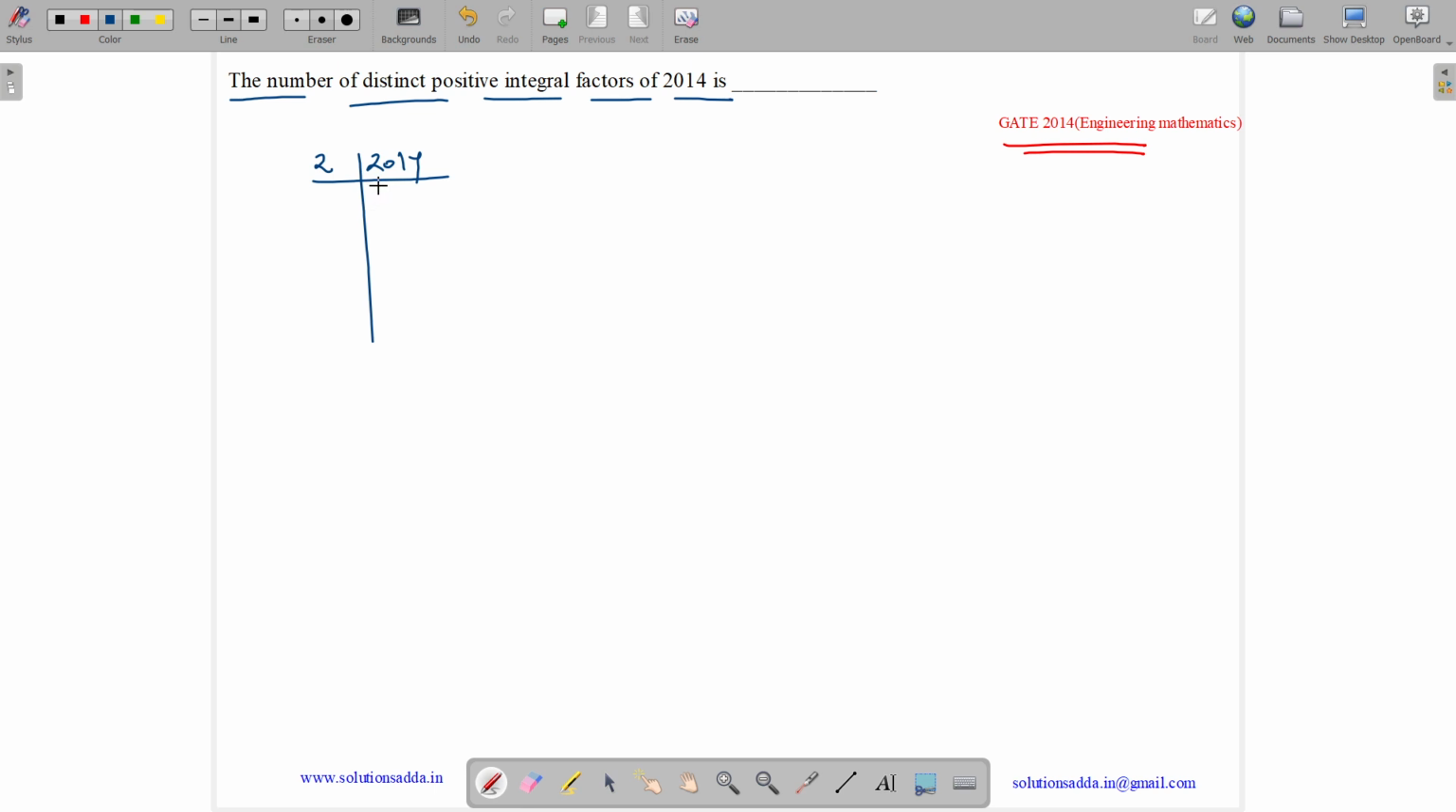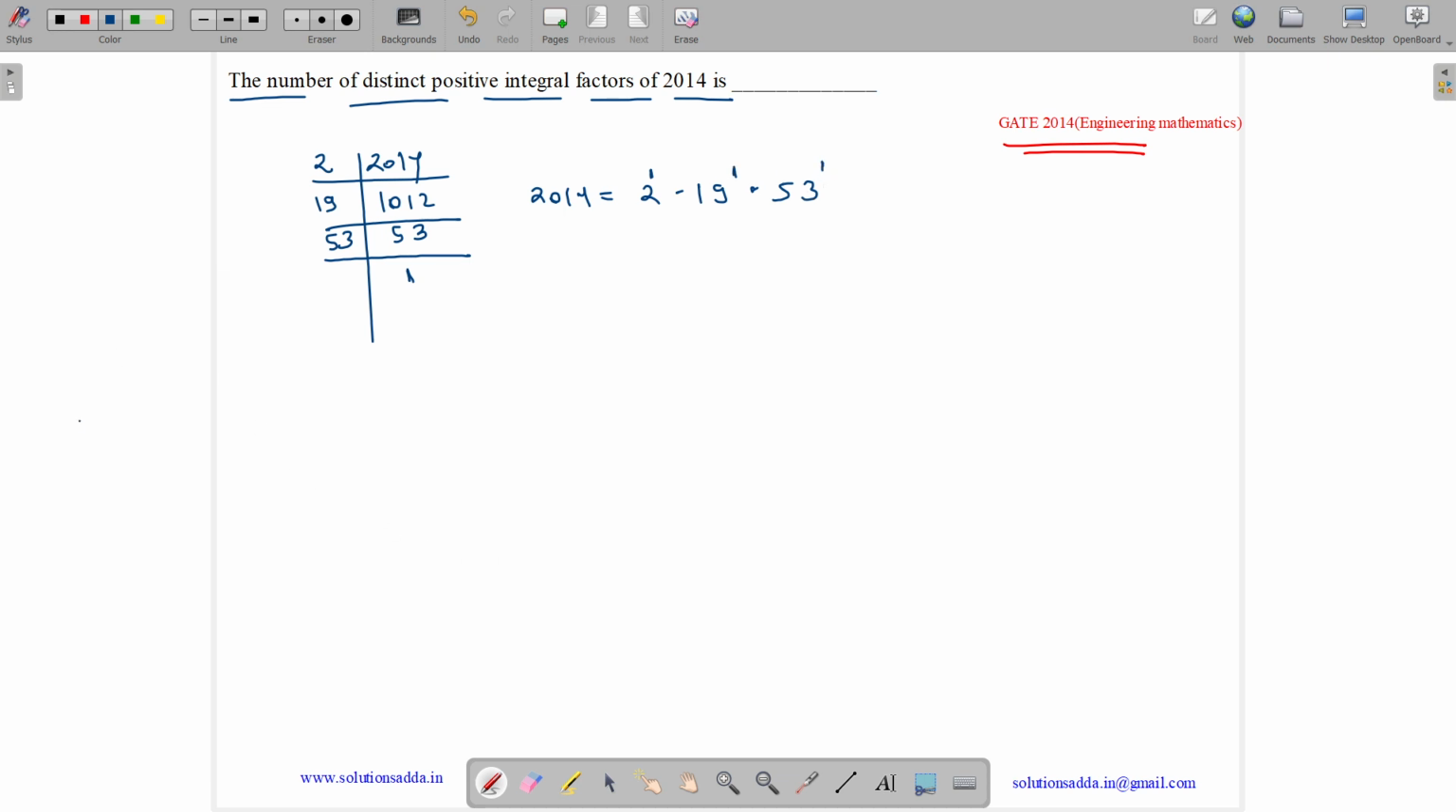So here you will get 1012. Now you will get 19. Yeah, now you will get 53. So the prime factorization of 2014 is 2 into 19 into 53, all raised to the power 1.